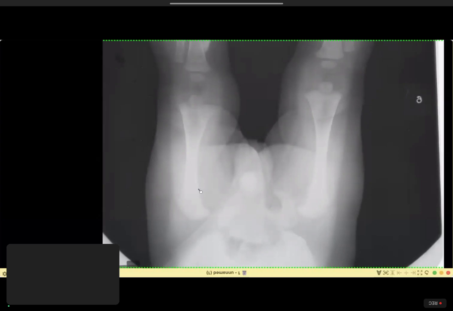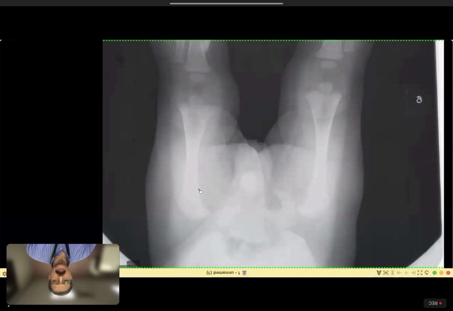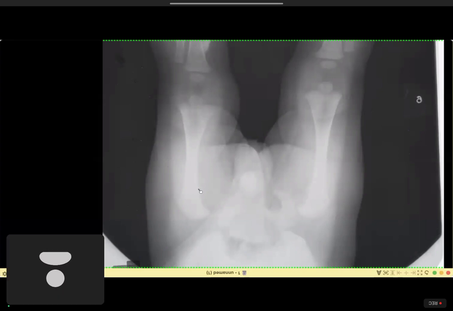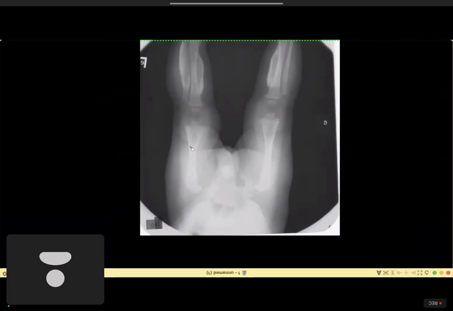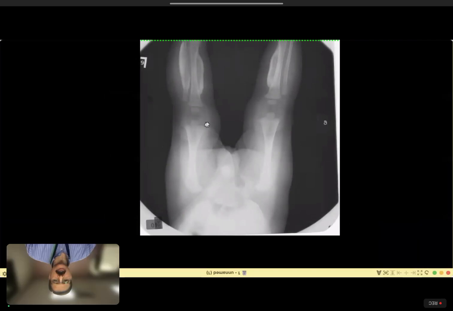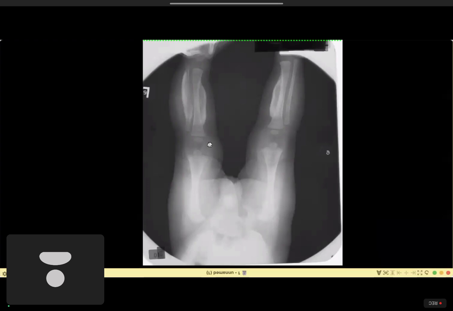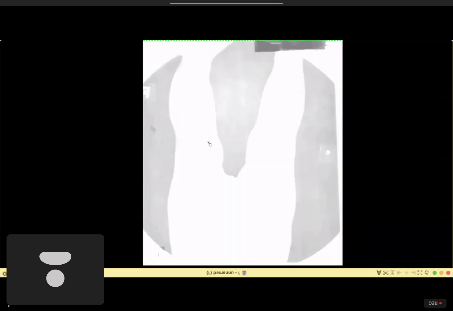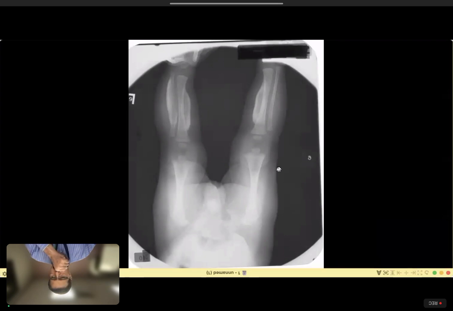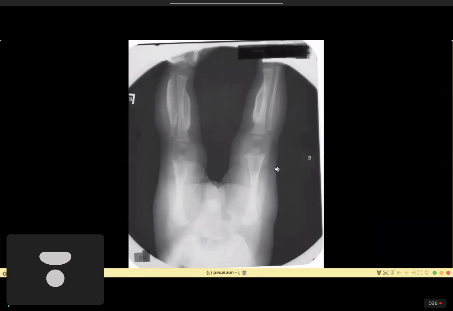Why do you say 6 to 8? Because the femoral heads are not there. The age at which the femoral head epiphyses appear is 6 months, 6 to 8 months. Okay. This patient has pain and swelling over the lower limbs.